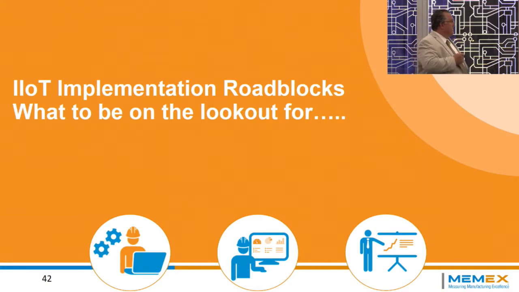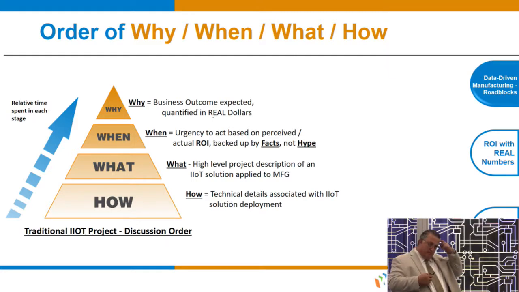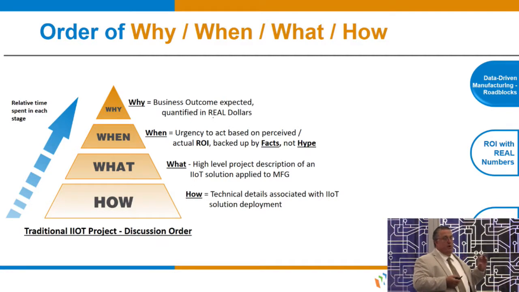What are some of the roadblocks and what to be on the lookout for? So I always challenge our sales guys with this particular graphic. I always say to the customer, when we first went to market about 8 years ago, we spent an inordinate amount of time on the how, a little bit less on the what, a little bit less on the when, and the why was the thing we talked about the least when we first went to market. And the problem with that is the why is what gets a project funded. The why is what the CXOs of the companies will actually sign the capital appropriation request.